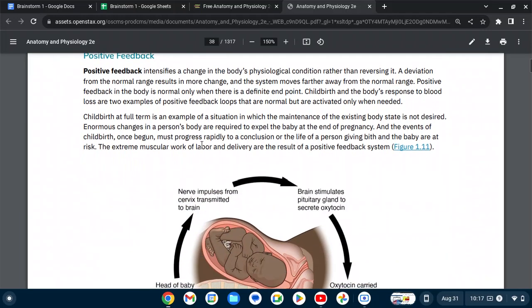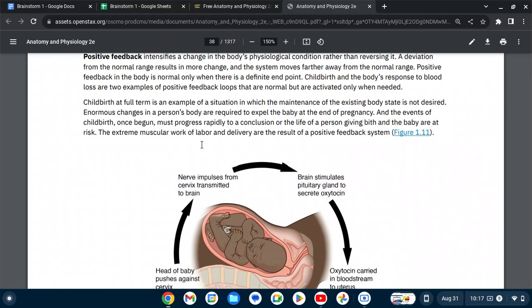Positive feedback. Positive feedback intensifies a change in the body's physiological condition rather than reversing it. A deviation from the normal range results in more change, and the system moves farther away from the normal range. Positive feedback in the body is normal only when there is a definite endpoint.